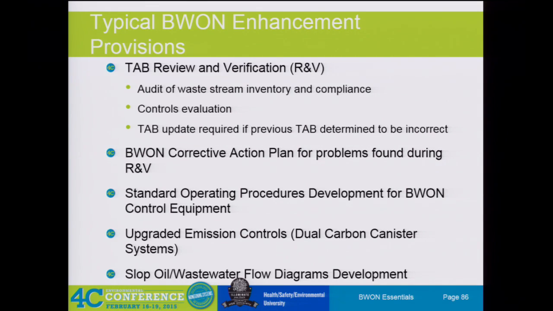So what is normally involved with an enhanced BWON program? Tab review and verification. This is where we've been harping on you a little bit about keeping everything evergreen in your tab. You have to audit your waste stream inventory and compliance. That's kind of a given with your annual report, so they have to certify that you've verified your assumptions. You have to do a controls evaluation, and then most of the time, tab updates are required if the previous tab determination is found to be incorrect.